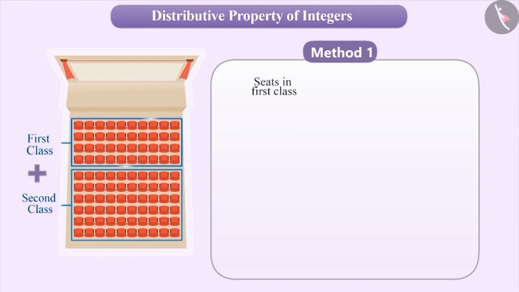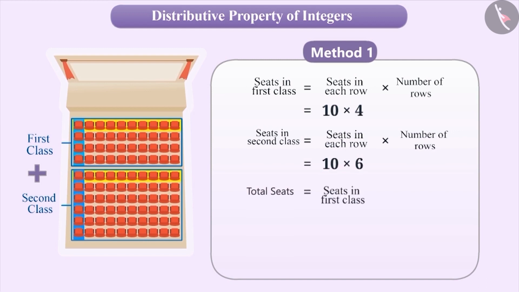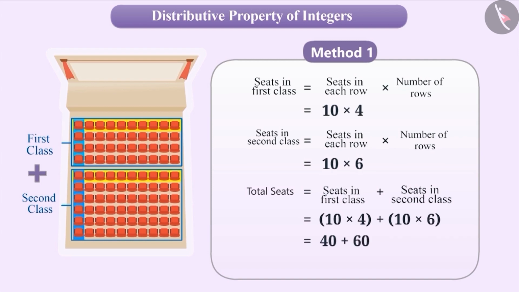Here, the number of seats in the first class is equal to the number of seats in each row multiplied by the number of rows, which is 10 multiplied by 4. Similarly, the number of seats in the second class is 10 multiplied by 6. So the total seats in the auditorium is 10 multiplied by 4 plus 10 multiplied by 6, which is 40 plus 60, which means 100 seats.